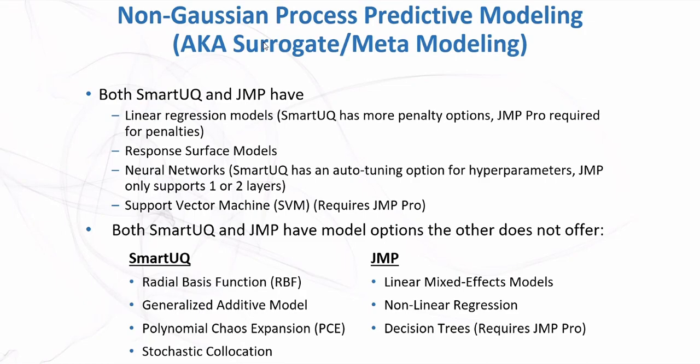So for SmartUQ, the models that are not available in JMP would be things like radial basis functions, generalized additive model, polynomial chaos expansion, stochastic collocation. And in JMP, the models they have that are not offered in SmartUQ would be linear mixed effects models, nonlinear regression, and decision trees, although again, that would be only for JMP Pro.